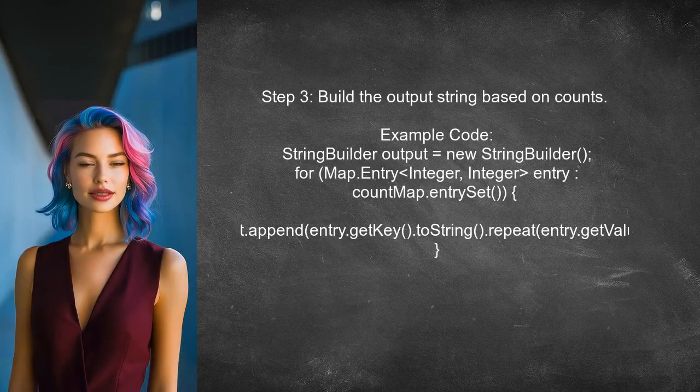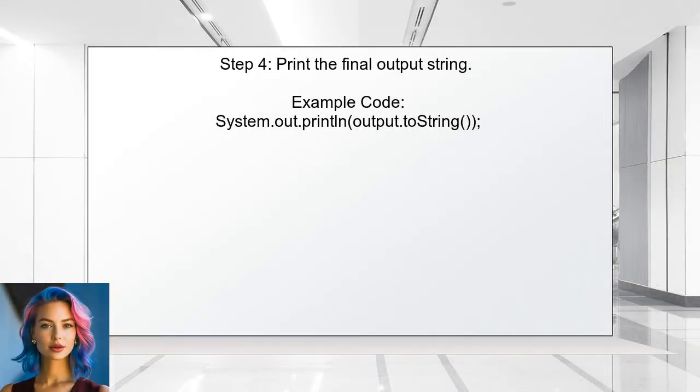After counting the occurrences, the user can construct the output string. They should iterate through the hash map and append each number to a string builder based on its count. Finally, the user can print the resulting string. This will display the numbers in the order of their occurrences as required.